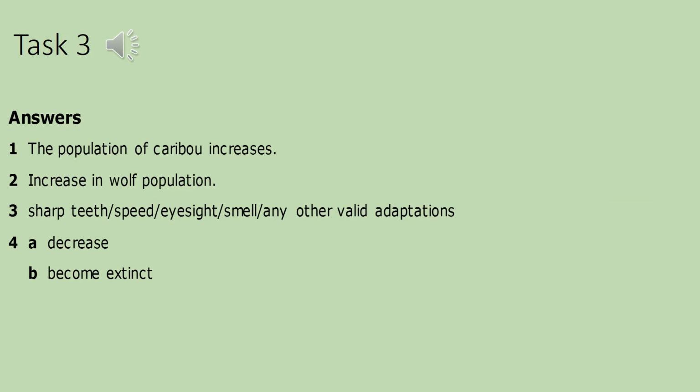Okay, so those 4 questions about that graph. The population of the caribou will increase. The increase will then mean an increase in the wolf population. And sharp teeth, speed, eyesight, smell, and other valid adaptations would be acceptable for question 3. And question 4A should be decrease. And question 4B, they become extinct. If you don't adapt, you become extinct.